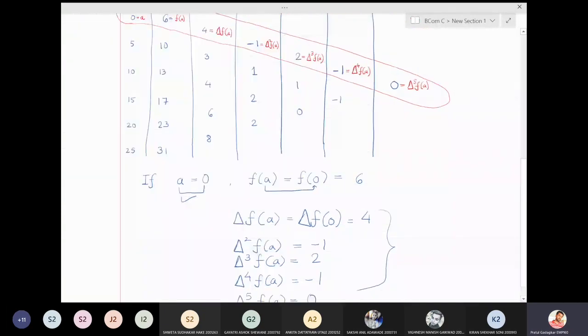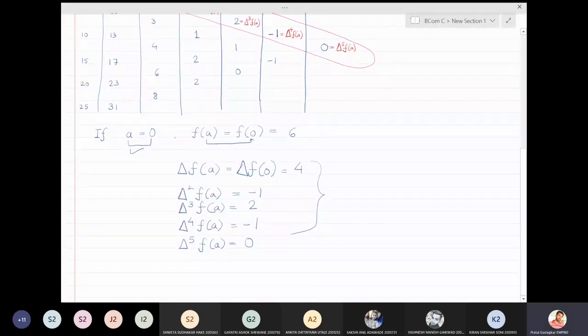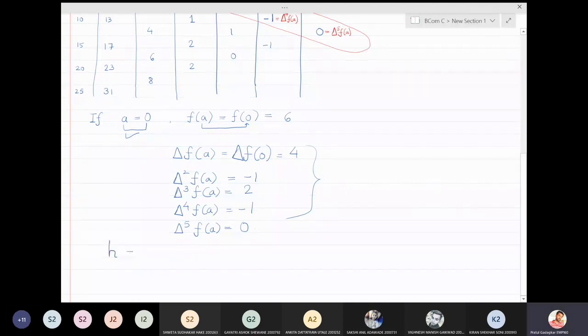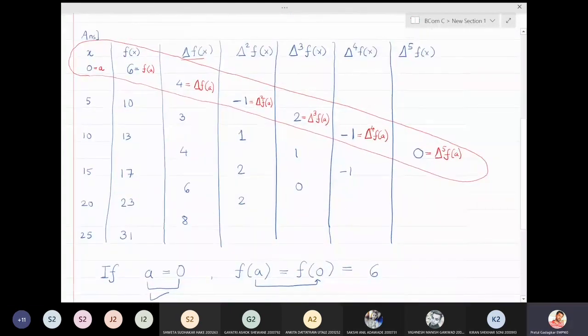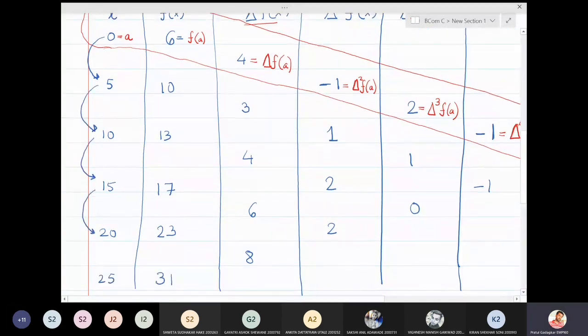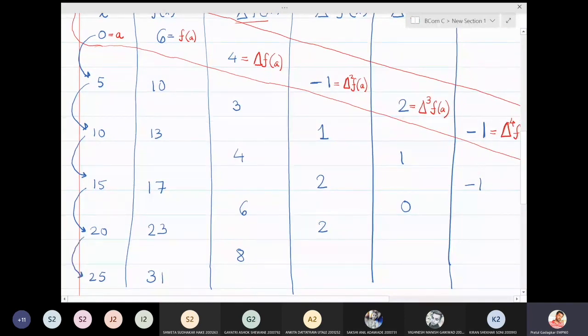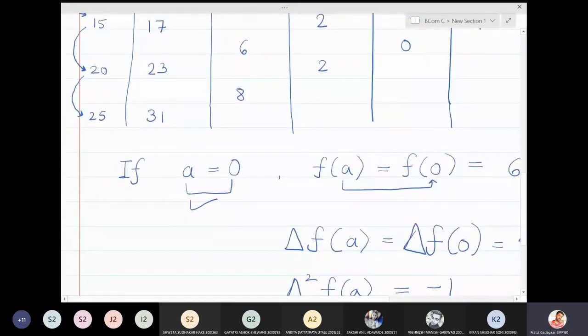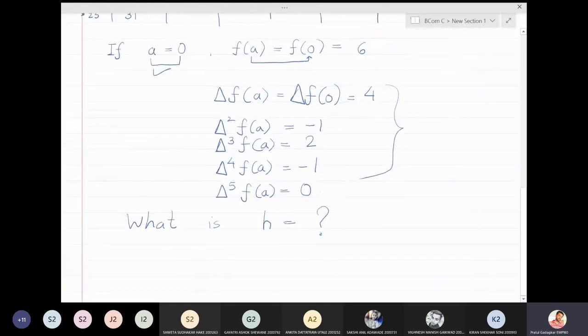Second, from this table, we also want to learn what h is equal to. Let me write here: what is h? Here you see that in the values of X, there is a difference of how much? Look at the values of X carefully: 0 to 5, 5 to 10, 10 to 15. Is the gap same for all the values? Yes. Everywhere the gap is 5. That gap should be same everywhere, and that gap is called h. It is called the increment. So your h is equal to 5.